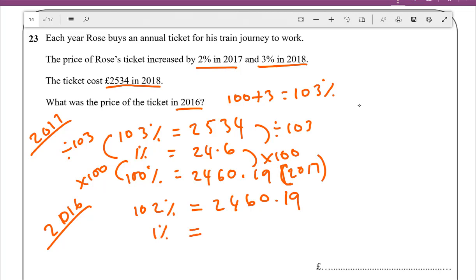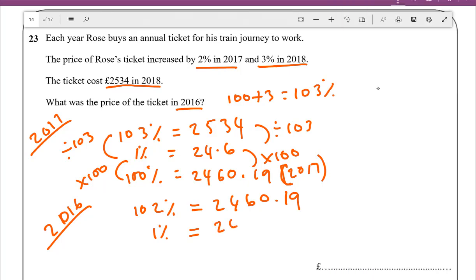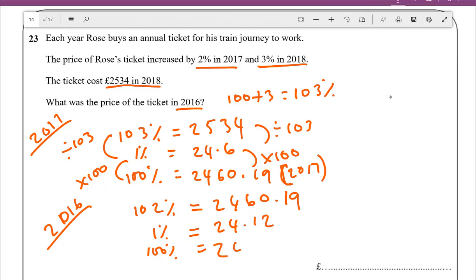So that will give us 1%, and then get the calculator. So 2,460 pounds divided by 102, and that gives an answer of 24 pounds and 11 pence. Sorry. Yep, so that gives us 24 pounds and 12 pence because we round it. So 24 pounds and 12 pence, and then times it by 100 both sides. So that gives us 100%, just like the one before. And then times it by 100, and that gives us an answer of 2,411 pounds and 76 pence.